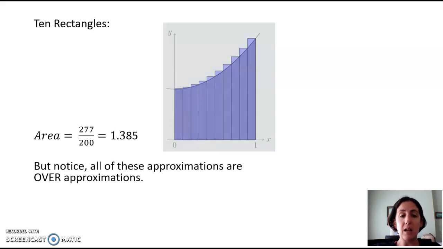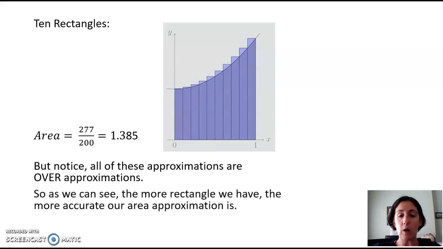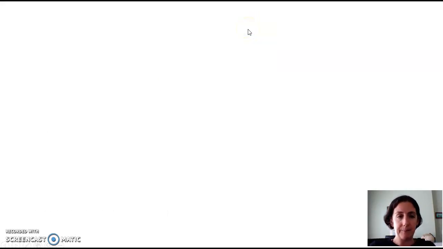But all of these last 4 examples were all over approximations, where the previous 4 examples were all under approximations. And as you've noticed, in both situations, more rectangles is going to be a better approximation of that area. We're going to get closer and closer to the actual area. So ideally, we could do 20 rectangles, 30, 40, 100, 50,000. And the more rectangles we use, the less and less of this extra area there's going to be.